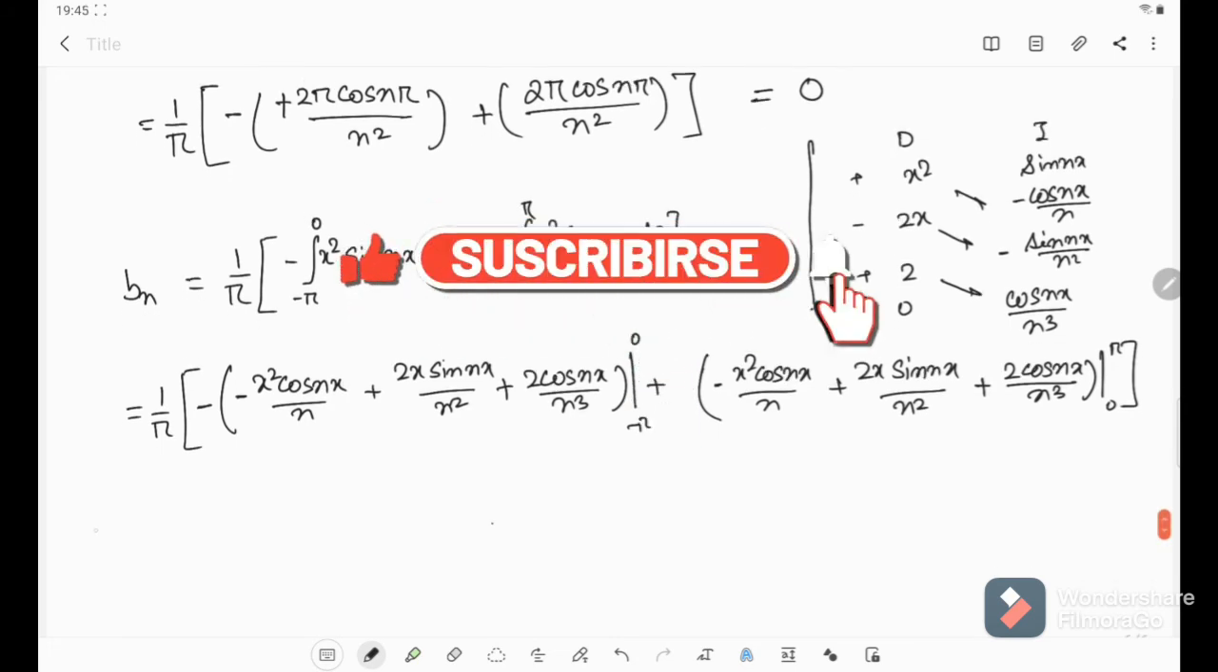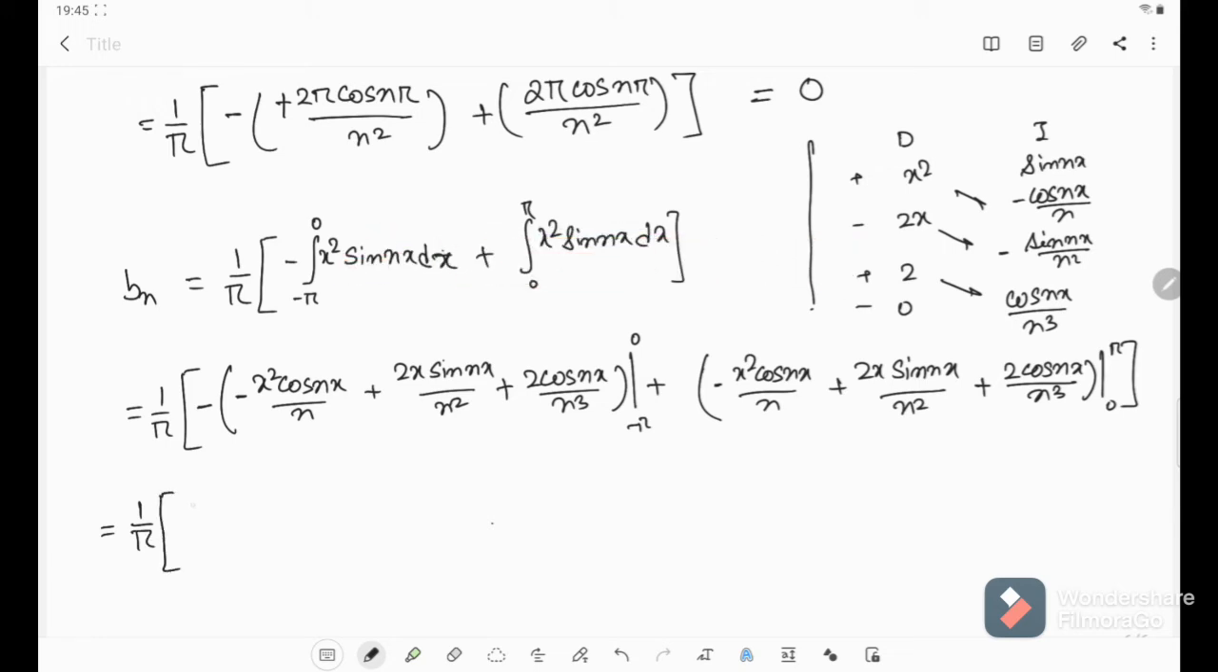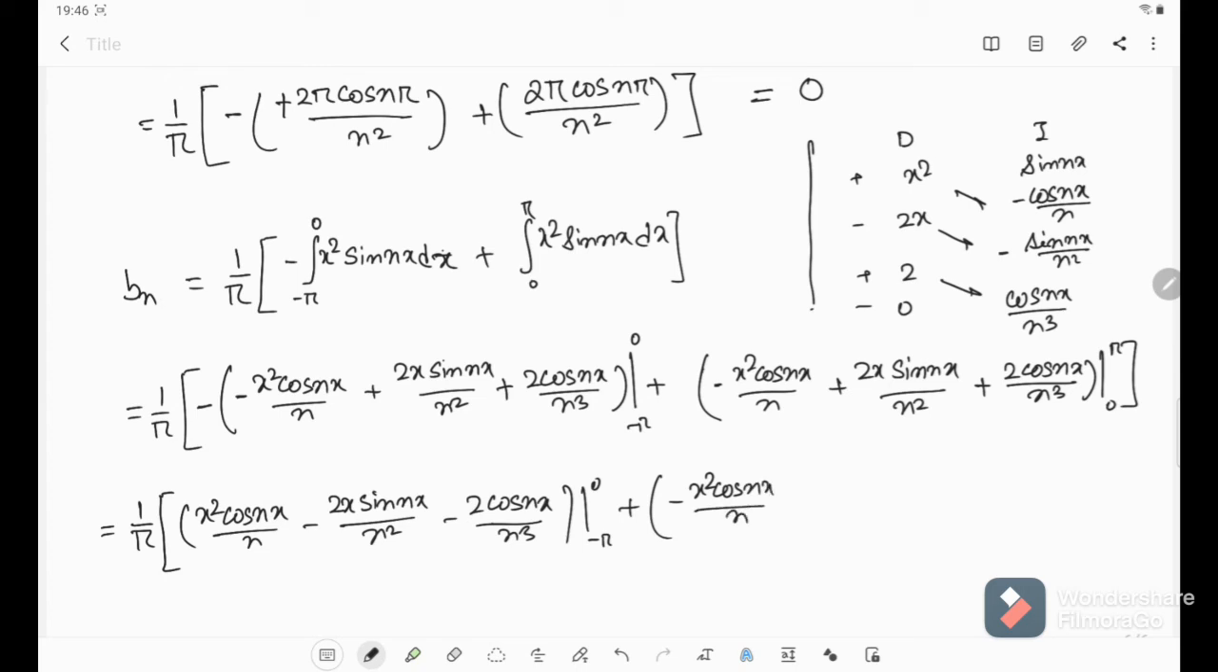Now let's get the value. So 1 by pi, x square cos nx by n minus 2x sine nx by n square minus 2 cos nx by n cube, 0 minus pi to 0, and it would be minus x square cos nx by n plus 2x sine nx by n square plus 2 cos nx by n cube, 0 to pi.